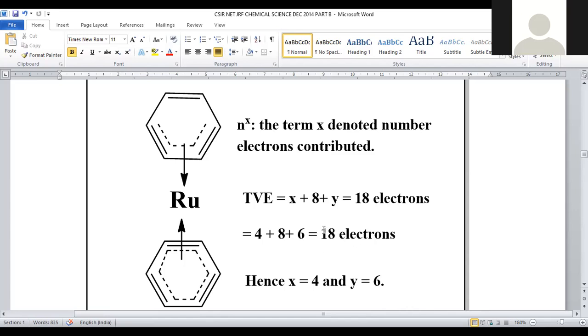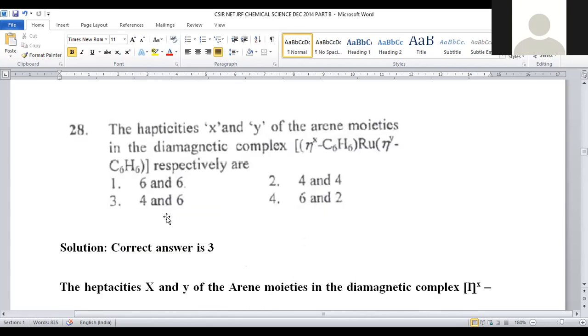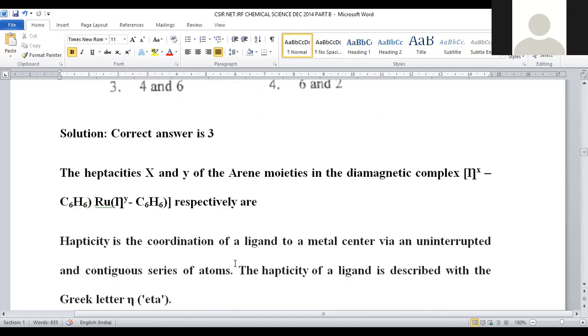This is the ultimate thing we required in order to impart stability to the complex. The 18 electron rule will be applied so that it will be a more stable molecule. From this data, you can clearly assume that the X value will be 4 and the Y value will be 6, so that it will attain the electron configuration. X will be 4, Y will be 6. That is available only in option number 3. For question number 28, option number 3 will be the right answer.